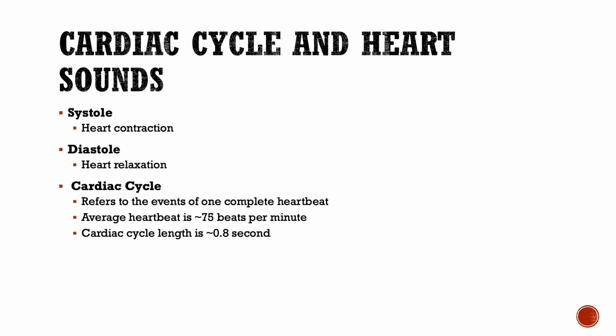So now let me talk about cardiac cycle and heart sounds. In a healthy heart, the atria contract simultaneously. Then, as they start to relax, the ventricles begin to contract. Systole and diastole mean heart contraction and relaxation, respectively. The term cardiac cycle refers to the events of one complete heartbeat during which both atria and ventricles contract and then relax. The average heart beats approximately 75 times per minute, so the length of the cardiac cycle is normally about 0.8 seconds.